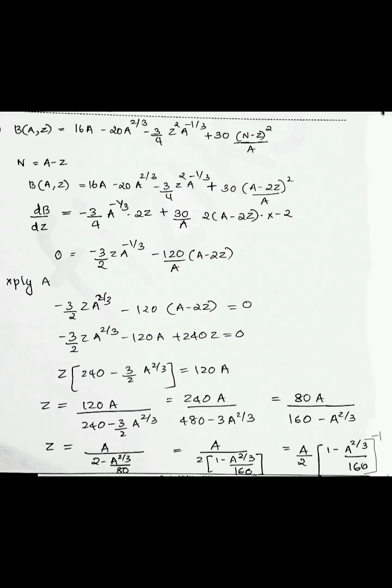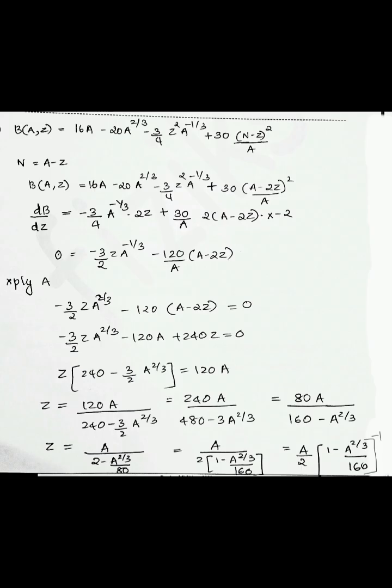For the most stable nucleus, dB/dZ is 0. So we can write 0 = −(3/2)Z A^(−1/3) − (120/A)(A − 2Z). Multiplying with A, we get −(3/2)Z A^(2/3) − 120(A − 2Z) = 0. That is, −(3/2)Z A^(2/3) − 120A + 240Z = 0.